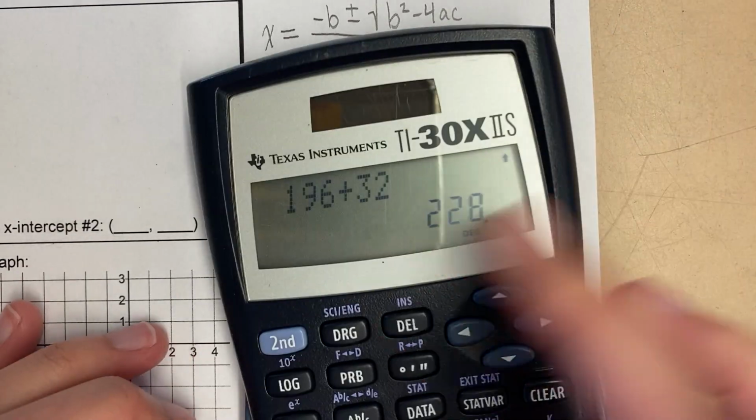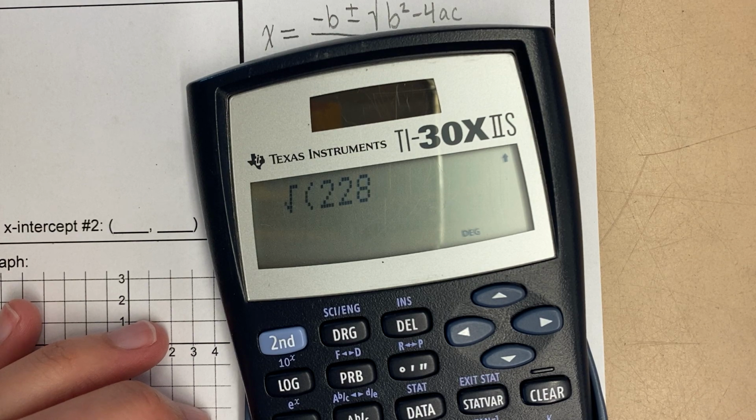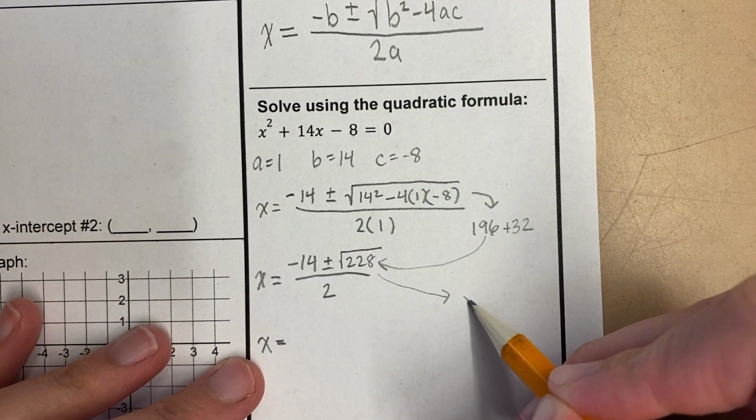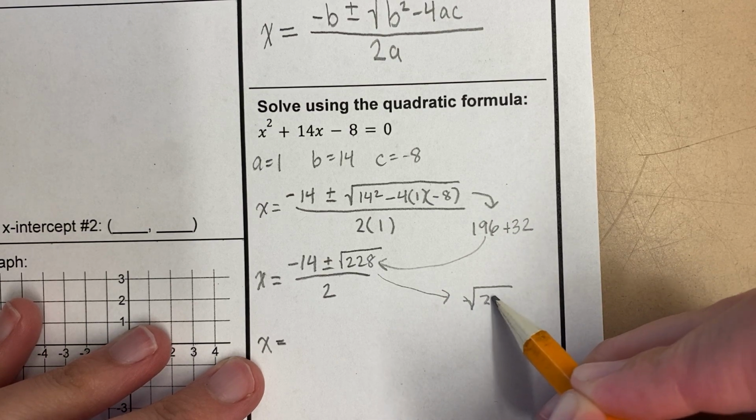228, I put it in my calculator. Can I square root 228? No, this is irrational, but I might still be able to simplify it. So let's take 228 over here and see if I can simplify it.